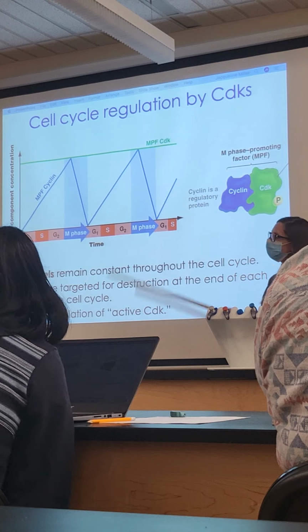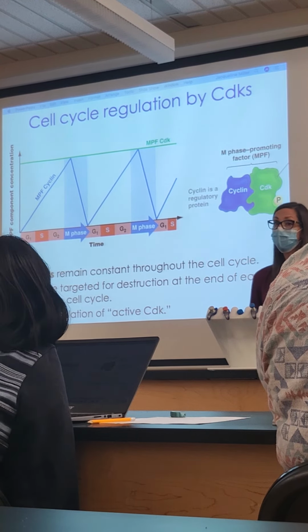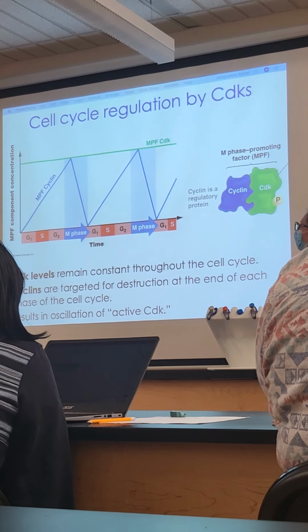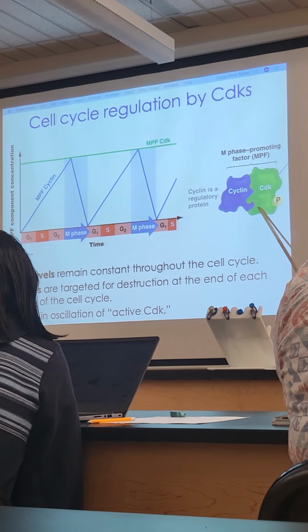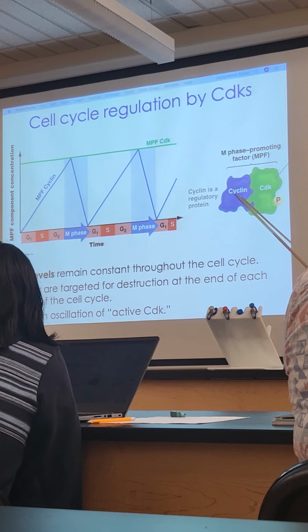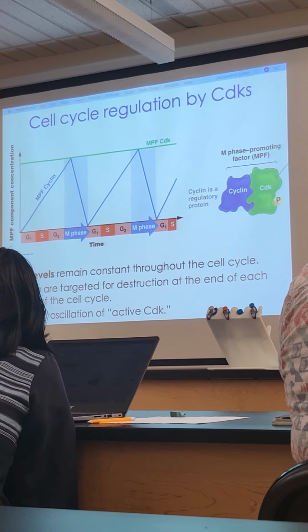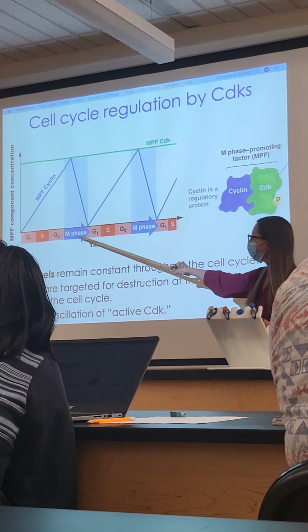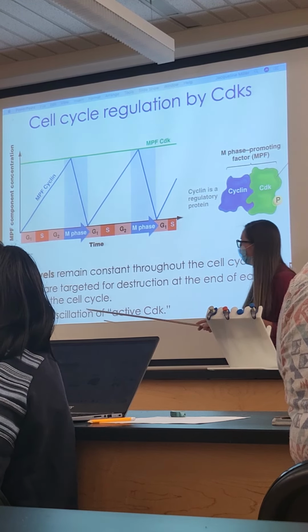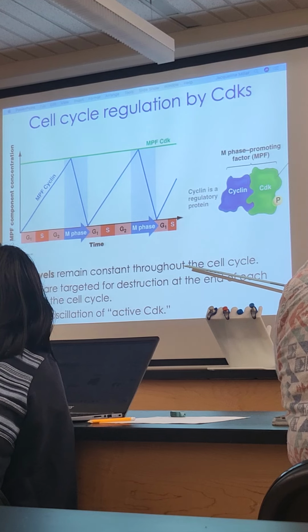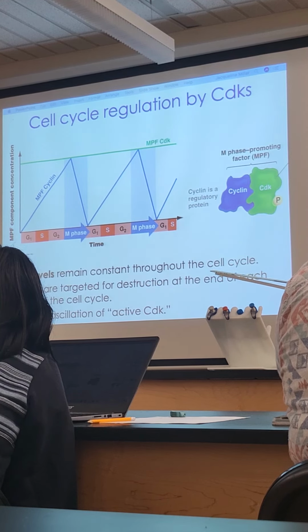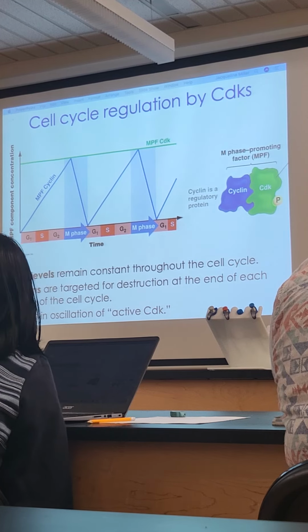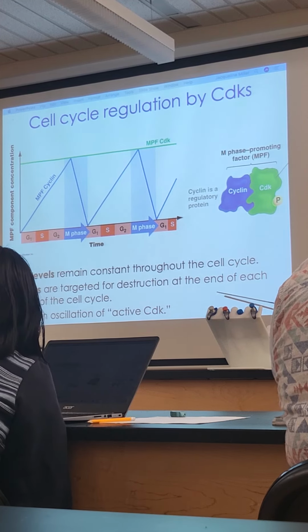When they measured the CDK, they found CDK is actually always there. So how this works is that the cyclin controls the activity of the CDK, and it's the cyclin that gets made in a regulated way. So you only produce the cyclin when it is time to go into M phase. So the conclusion from this: CDK levels stay constant. Cyclins are cycling throughout the cell cycle, and they get targeted for destruction as well.